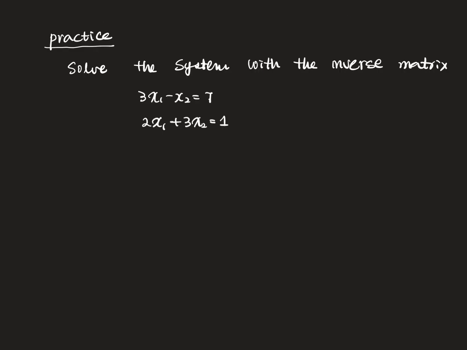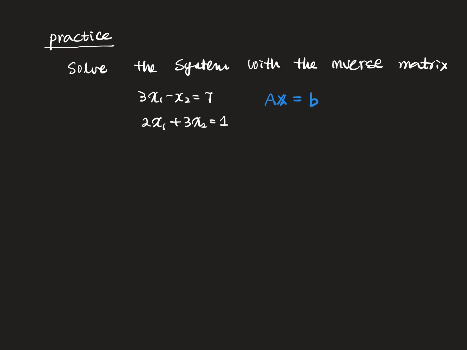Let's practice solving a system of equations with the inverse matrix. You can pause the video and practice on your own. This system of equations is changed to the matrix equation. The matrix equation form is Ax equals b. That's the first step. A represents the coefficient matrix, x is the variable vector, and b is the constant vector.